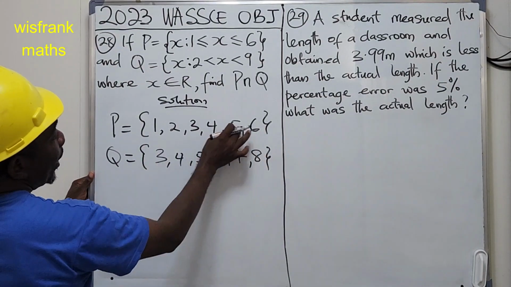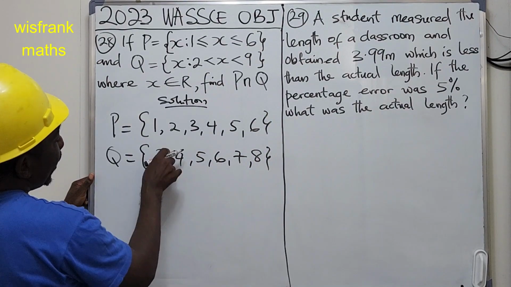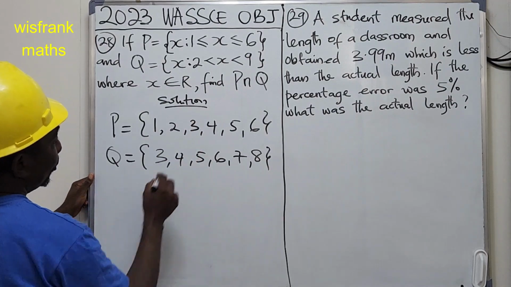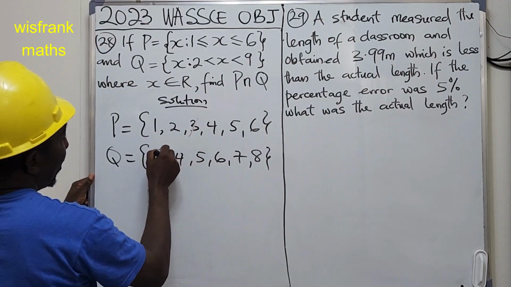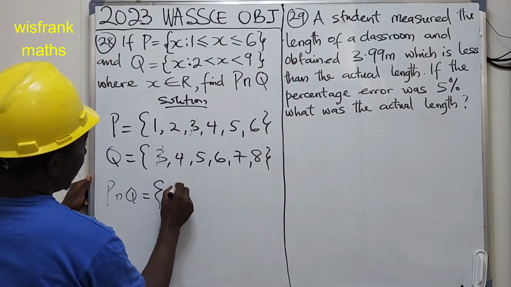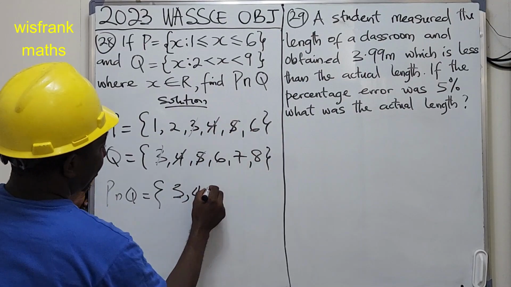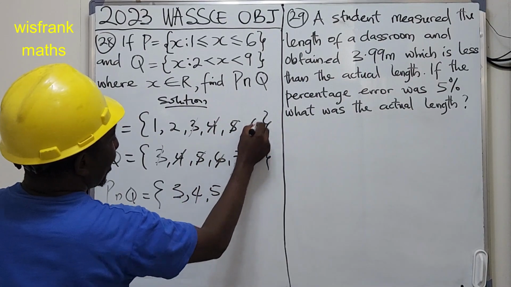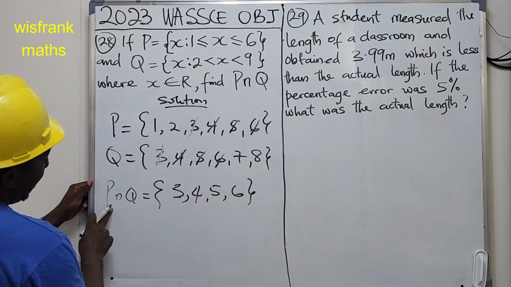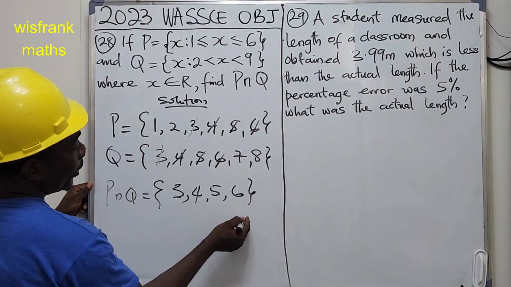So here we need to find P intersection Q. What it means is the elements that are here and here is what we are going to pick out. So we have 3 here, we have 3 here, so P intersection Q equals 3. We have 4 here, we have 4 here, pick 4. We have 5 here and here, we pick 5. We have 6 here and here, we pick 6. The elements in this set, P intersection Q, are 3, 4, 5, and 6. So this is the answer.